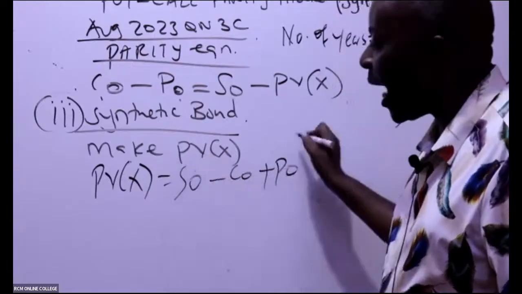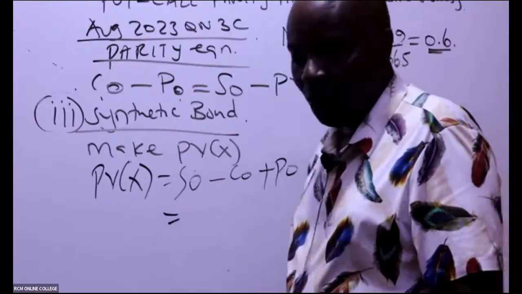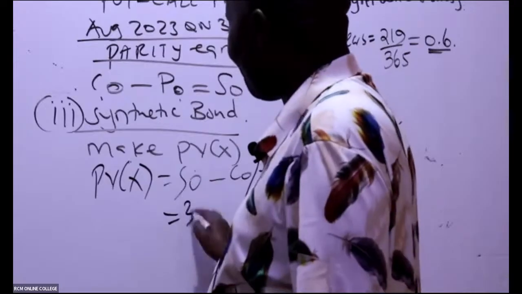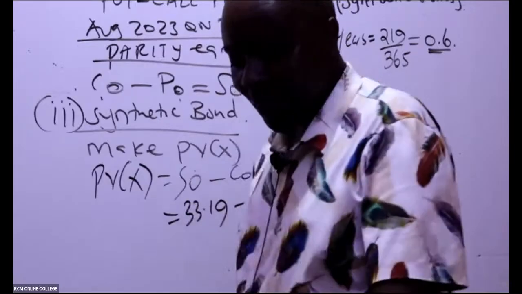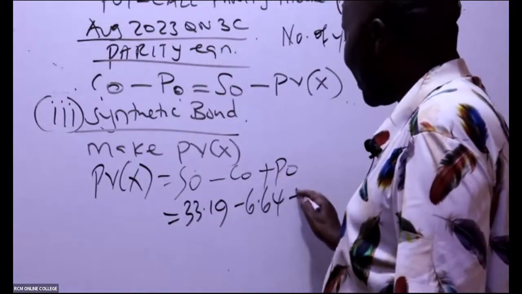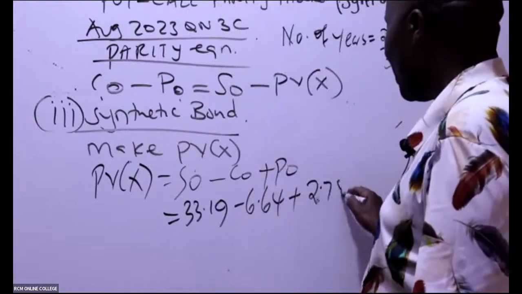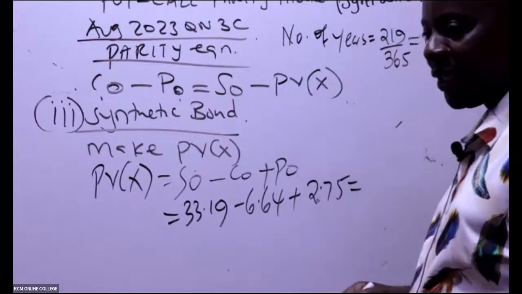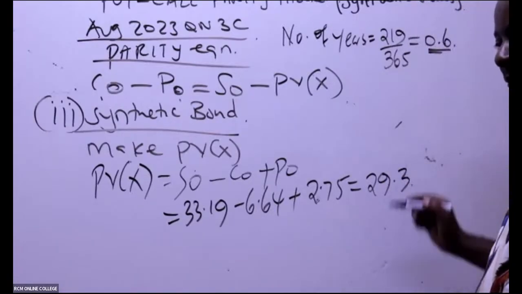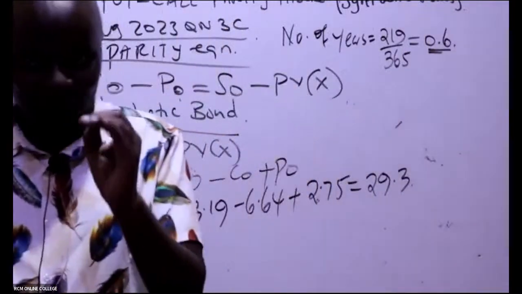So do we have this actual? Remember here you're using actual values that are given in the question. So SO is the stock price, 33.19. Minus the call price. The call price is 6.64. Plus the put price. Put price is what here, somebody? 2.75. So what figures are you able to get, ladies and gentlemen? Here I'm being given a figure of 29.3.